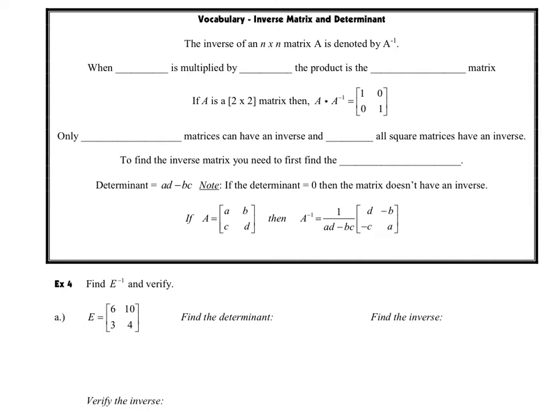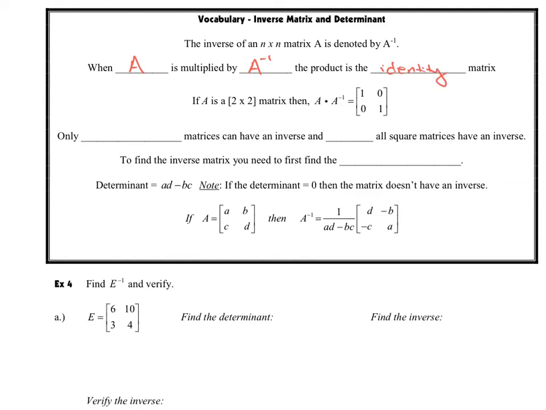So let's dive into these, looking up here at the top of the page at our inverse matrix and a determinant. The inverse of a matrix, say we're going to call it matrix A, is going to be denoted by this A to the negative 1. This is very similar notation to what we used for our inverses for our functions. So what we want to first understand about an inverse is that when our matrix A is multiplied by its inverse, our product will be an identity matrix.